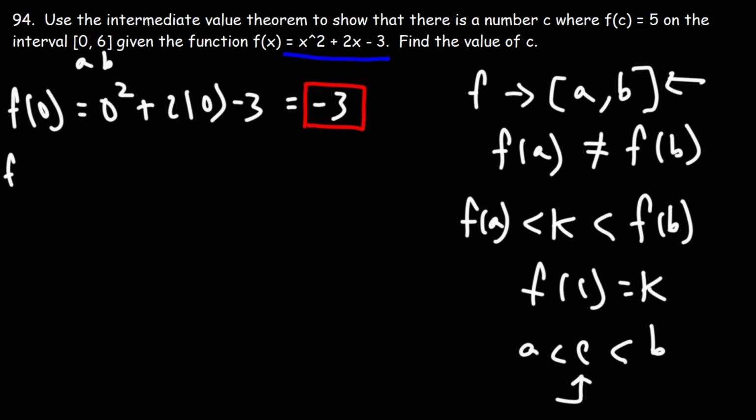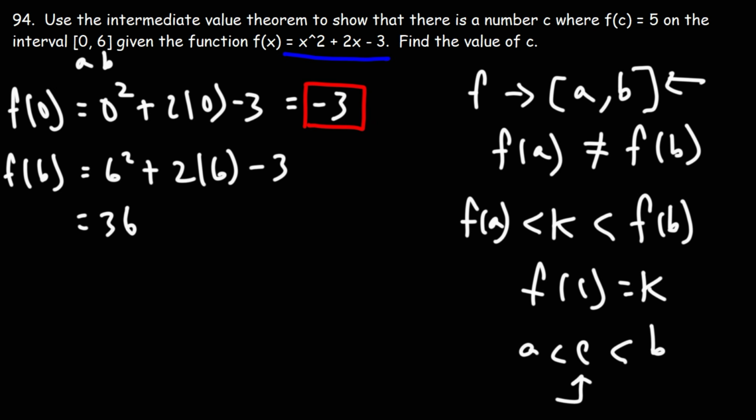Now let's find f of b, or f of 6. So this is going to be 6 squared plus 2 times 6 minus 3. 6 squared is 36. 2 times 6 is 12. 36 plus 12, that's 48. 48 minus 3 is 45. So we could see that f of a does not equal f of b, which is good.